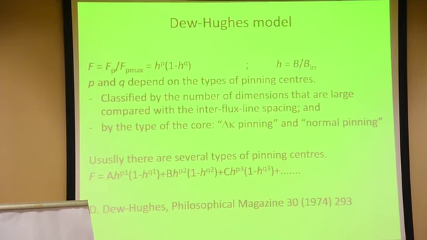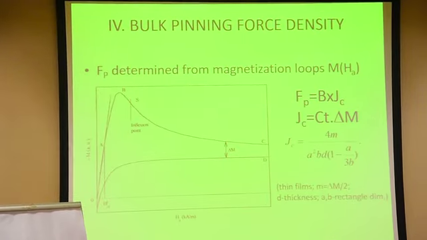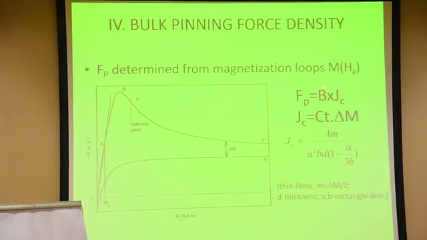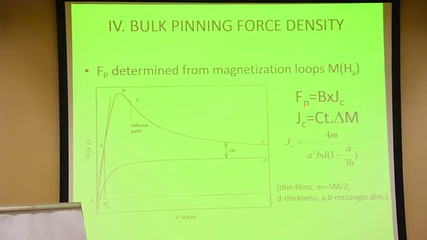Well, the pinning force is the vector product between applied field and JC. So the pinning force is the one which opposes the movement of vortices, and it is given by the product between field and current, same as the Lorentz force.